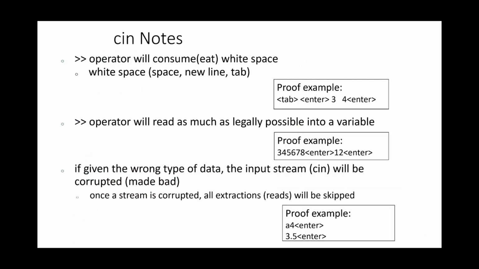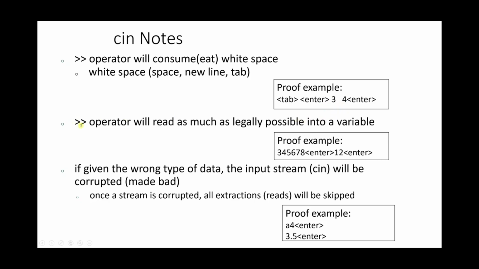So the notes, the conclusion after you try these inputs, is that the extraction operator will consume or eat white space. The white space is a space, a new line, and a tab. Those three things are considered white spaces. We tried that with a tab, then enter, then 3 space 4. 3 is being inserted into num1. 4 is being stored in num2.